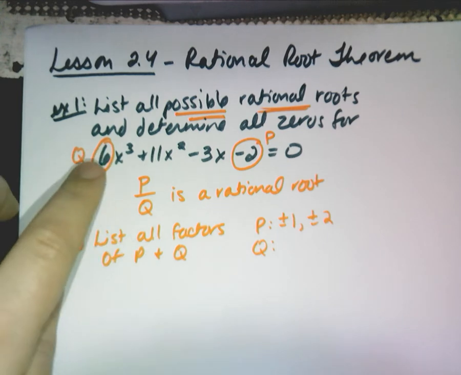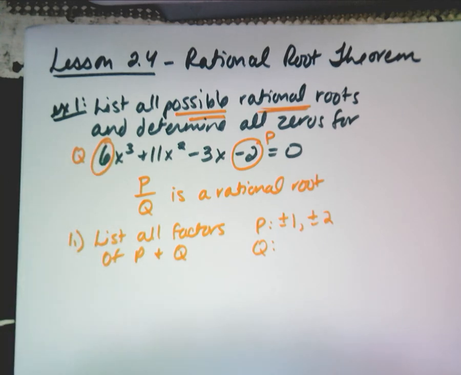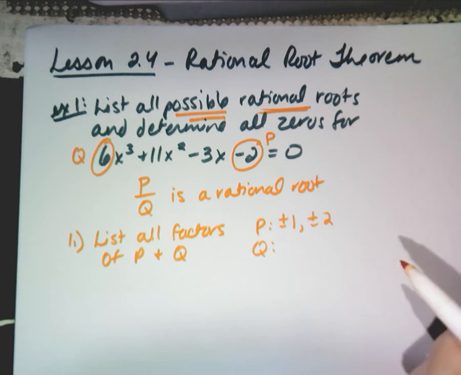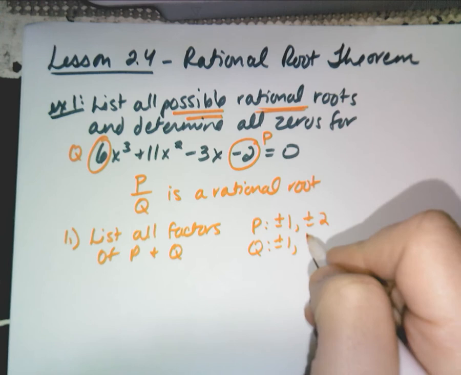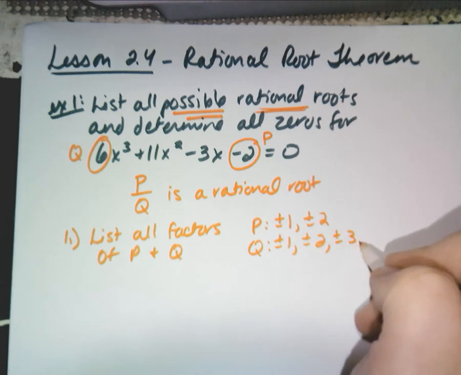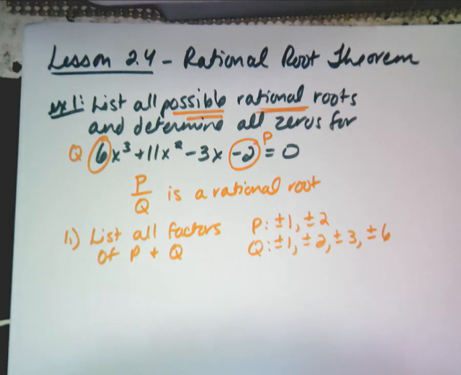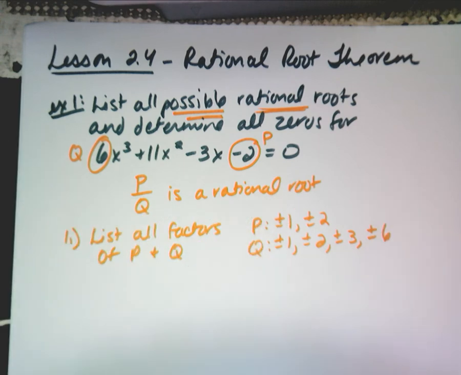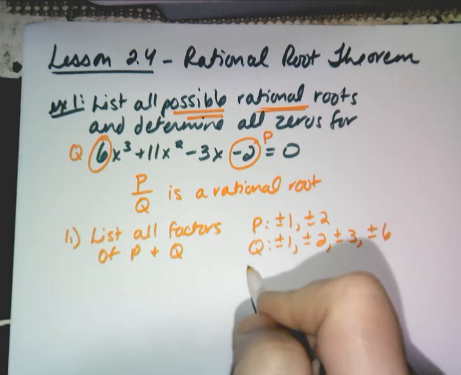You do the same thing for the front number, which we call Q. What are all the possible factors of 6? 6 and 1, or 2 and 3. Or, here's the other thing, it could have been -2, -3, or -1, -6. So we do the same thing: plus or minus 1, plus or minus 2, plus or minus 3, and plus or minus 6. To write all the possible roots, take all the P's over all the Q's and write them all out as fractions.